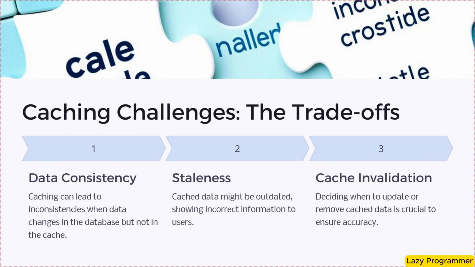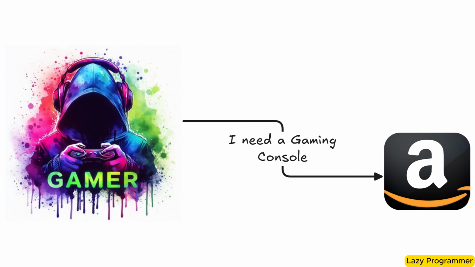But what about data consistency? Let us say you are shopping for a popular gaming console on Amazon.